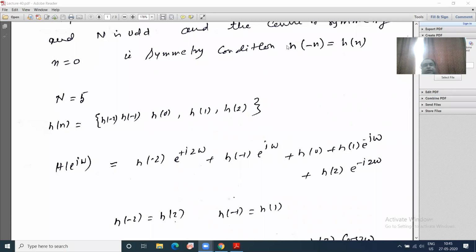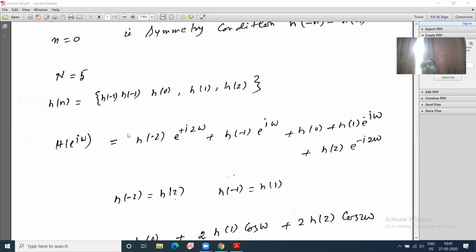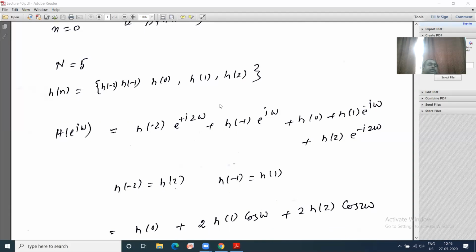Now, from this, if I write the DTFT of h of n, it is h of minus 2 e power j 2 omega, h of minus 1 e power j omega, h0, h1 e power minus j omega, h2 e power minus j 2 omega. This is a finite transfer function because h n is finite.